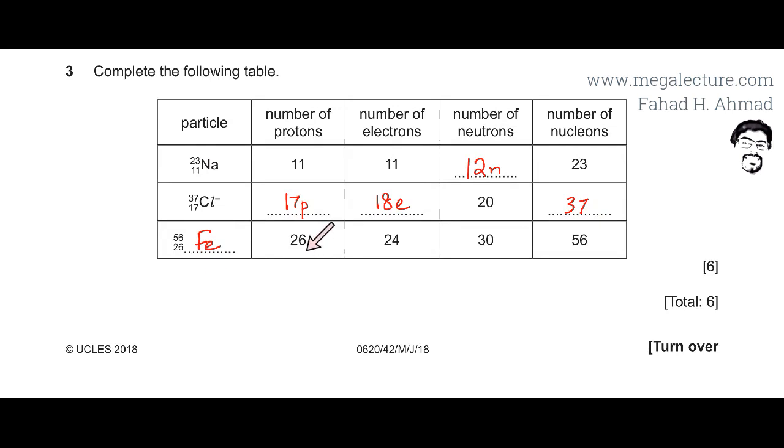And it has 26 protons, but over here you would notice that the electrons that are given are 24, which means that it is 2 less. 26 protons, 24 electrons, which means that it has lost 2 electrons. So if it has lost 2 electrons, the charge on the Fe would be +2.